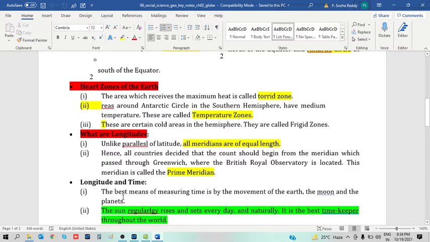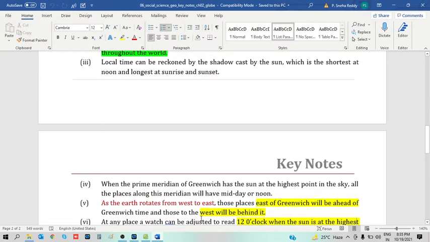Longitudes and time. The best means of measuring time is by the movement of the earth, the moon and the planets. The sun regularly rises and sets every day, and naturally it is the best timekeeper throughout the world. Local time can be reckoned by the shadow cast by the sun, which is the shortest at noon and longest at sunrise and sunset. When the sun is overhead, the shadow is very small, the shortest; the longest shadows are during sunrise and sunset.